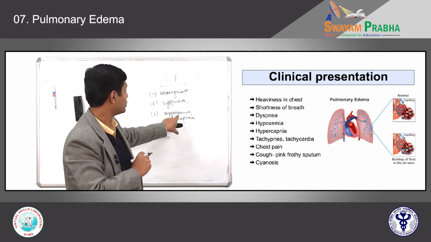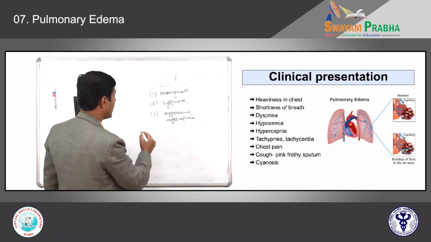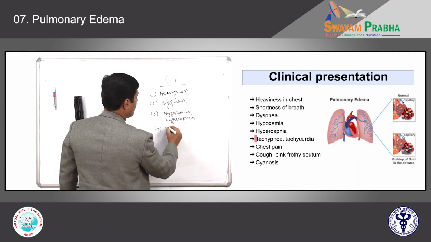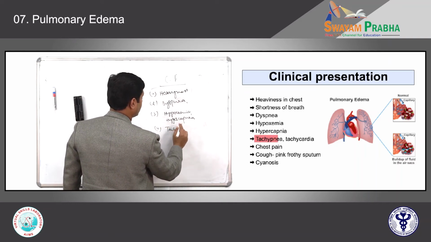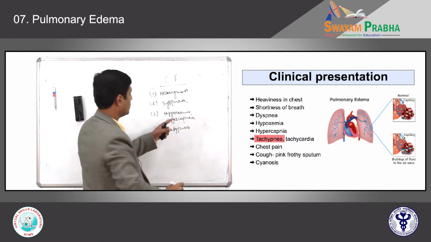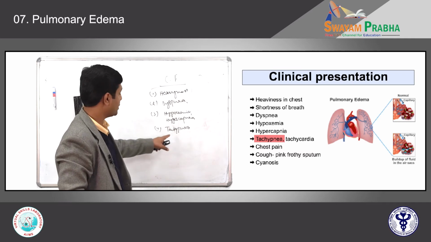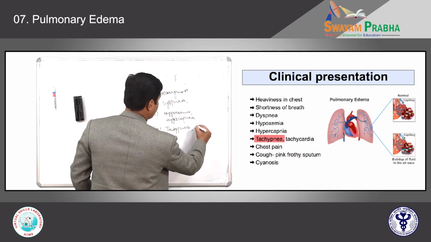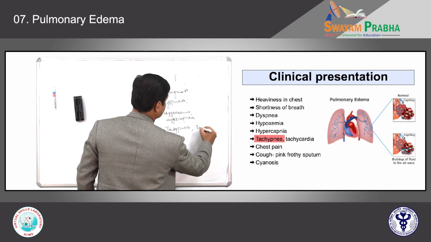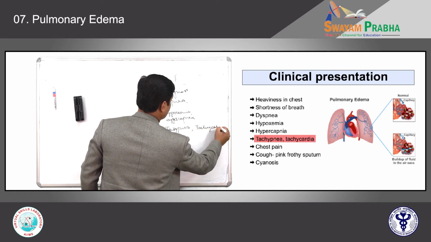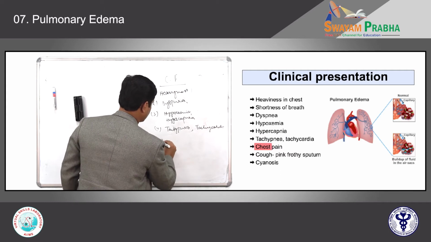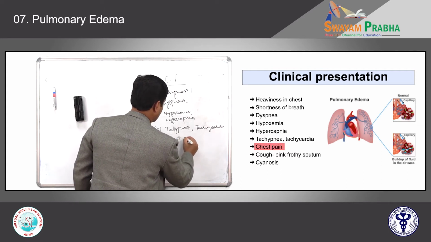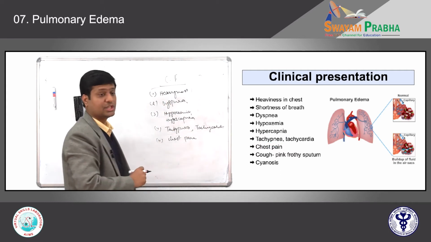Then when there is hypoxemia and hypercapnia, the patient will have tachypnea first. To compensate for hypoxemia, the patient will have increased respiratory rate. When there is increased respiratory rate, heart rate will also increase, that is tachycardia. The patient will have chest pain.